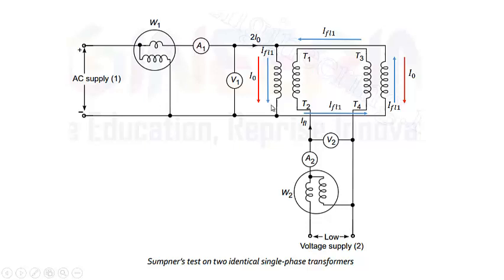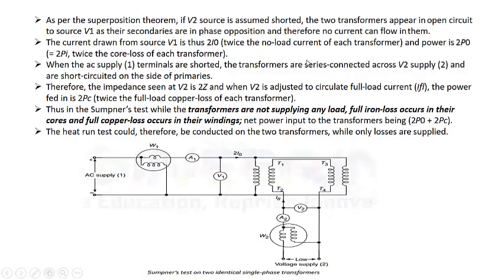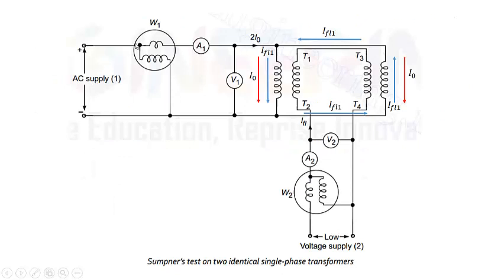So the current supplied by this source will always be twice I0. It will not be affected by this IFL. So I hope you understood this. The full load counterbalancing current will circulate in this, and it will appear as if it is short circuited because the supply will be short circuited over here. So this parallel circuit is equivalent to the open circuit test of the transformer, and this circuit is equivalent to the short circuit test of the transformer.